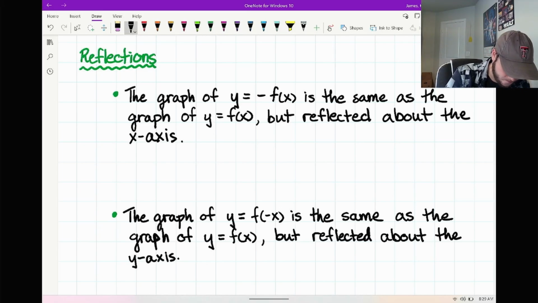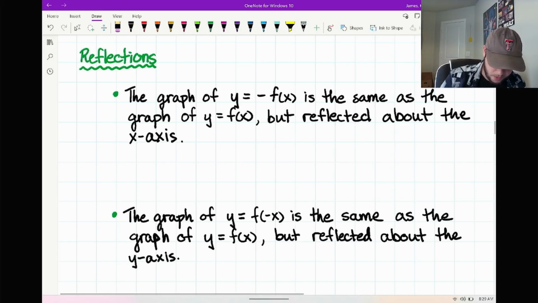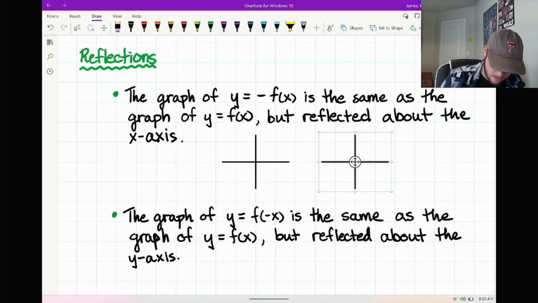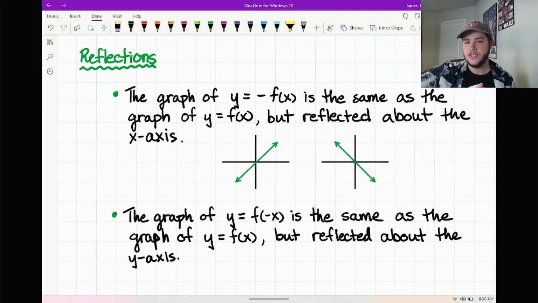For example, to put this in the context of problems we have already seen, if I've got y equals x, here, y equals negative x, I know through other means, looks like this guy. And it looks like I just flipped it around the x-axis.